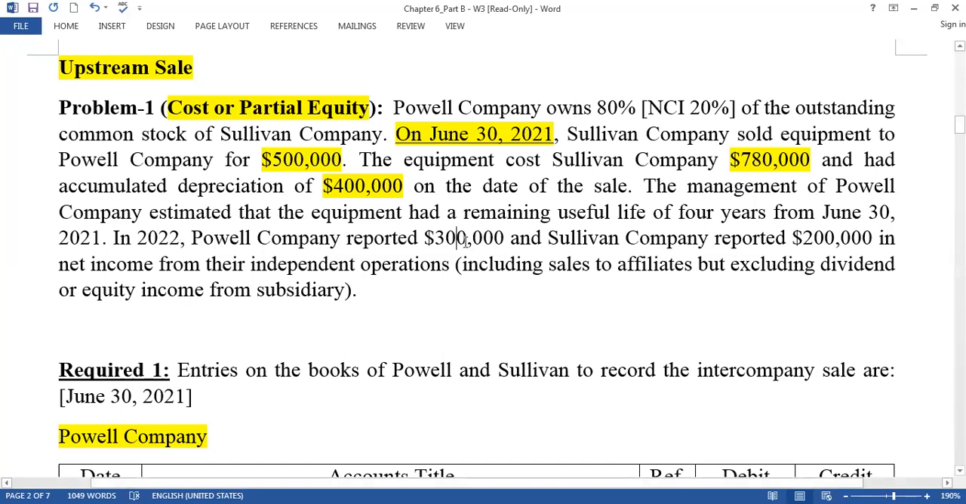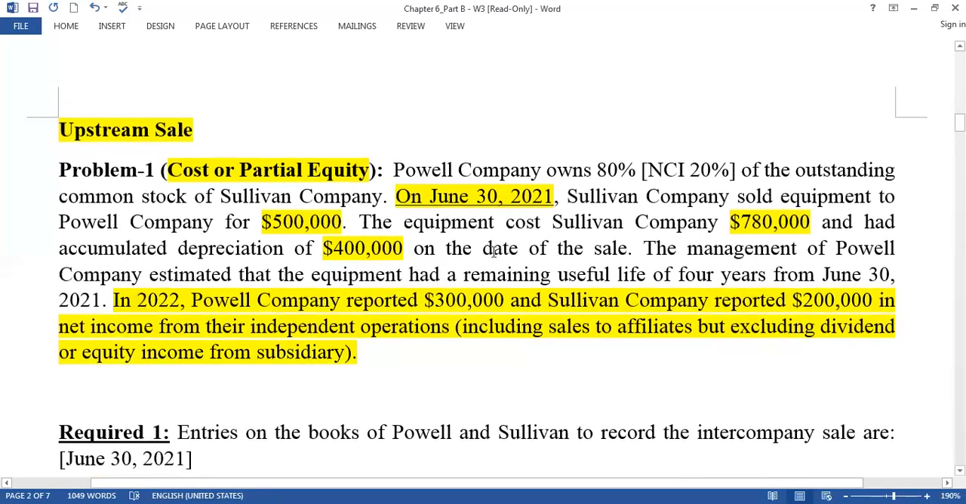In 2022, Powell company recorded $300,000 and this company recorded $200,000 net income from their independent operations. So they do independent operations and they have separate net income, including sales, but excluding the dividend. Anyway, in this chapter, I am not going to ask you to prepare the work paper. I am going to ask you to do only the journal entry. So this information is irrelevant because I will ask you only for the journal entry.